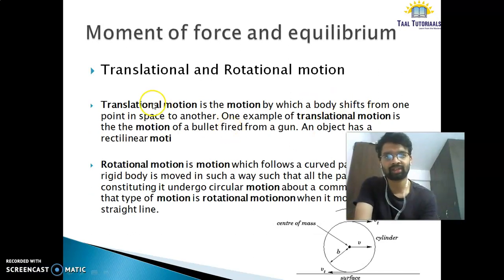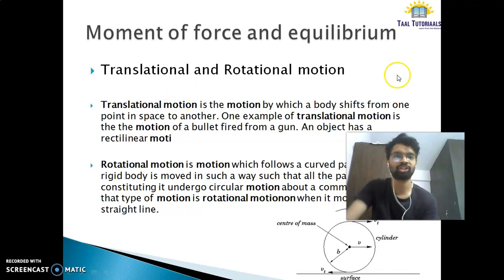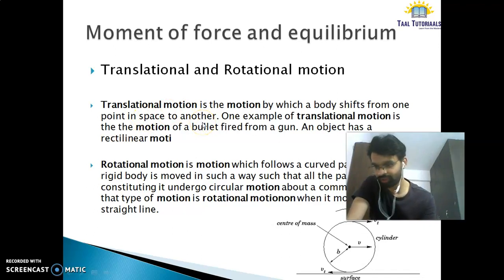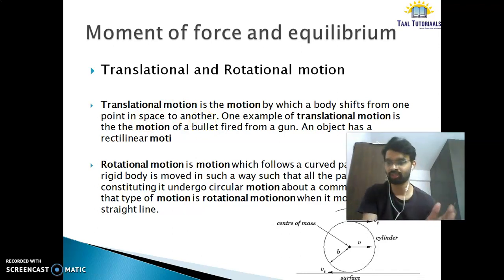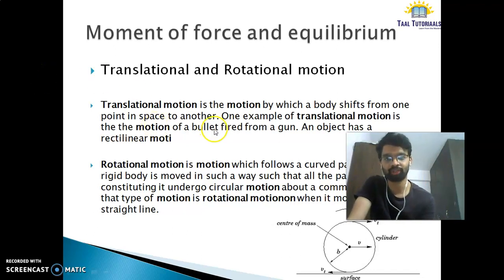So what is translational motion? Translational motion is the motion by which a body shifts from one point in space to another. Or we can also say, when a force acts on a stationary rigid body which is free to move, the body moves in a straight path in the direction of the force, that is linear or translational motion. The best example given here is the motion of a bullet fired from a gun. An object has a rectilinear motion. These are the examples of translational motion.